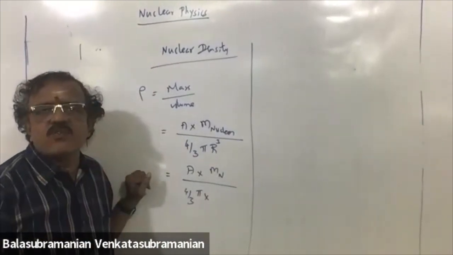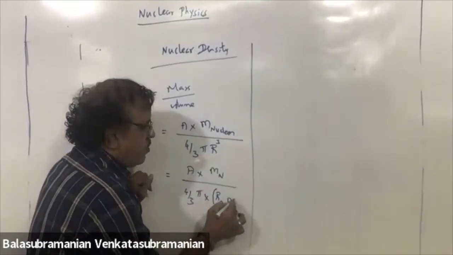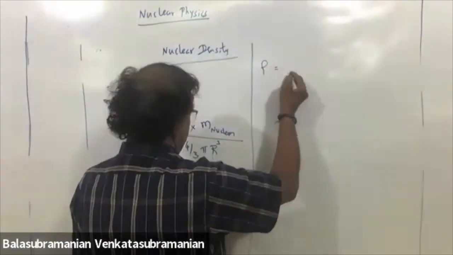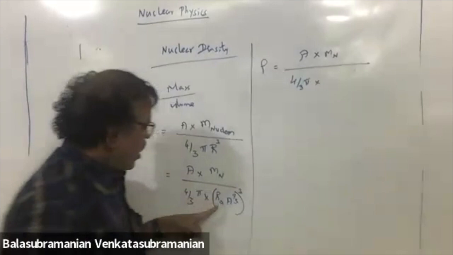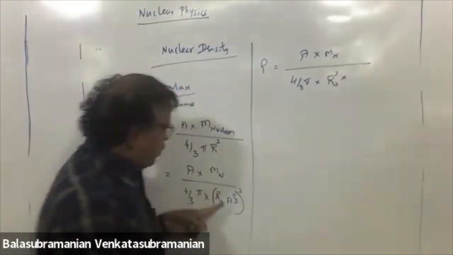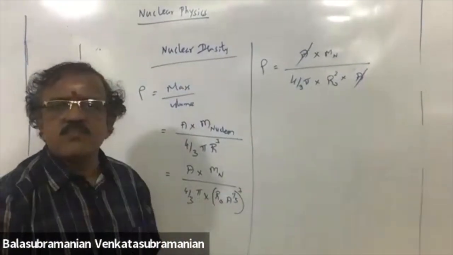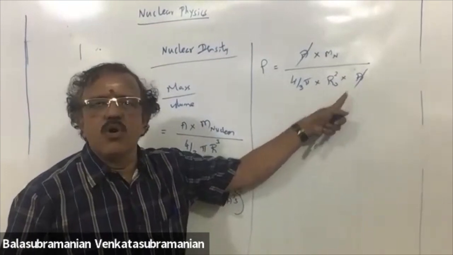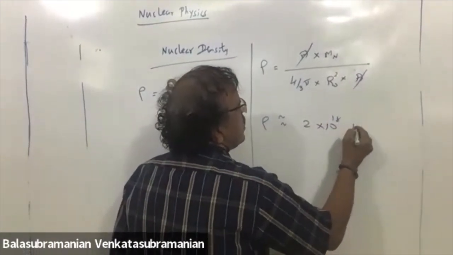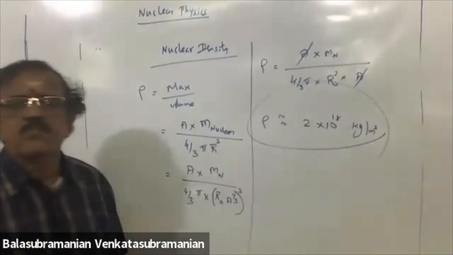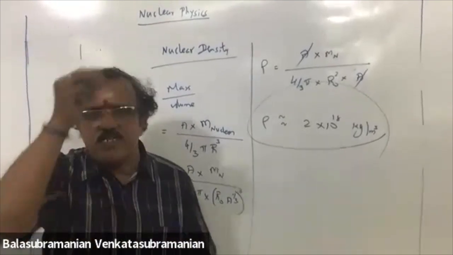Already we have studied the size of the nucleus: R is equal to R naught A power 1 by 3. So R naught A power 1 by 3, the whole cube. So I will get A into Mn divided by 4 by 3 pi R naught cube, A power 1 by 3 the whole cube, that is A. A cancels. Substitute the nucleon mass and R naught, a constant, 1.3 Fermi, whole cube. You will get the density of the nucleus around 2 into 10 power 18 kilogram per meter cube. 10 power 17 to 10 power 18 kilogram per meter cube is the nuclear density, which is the maximum.